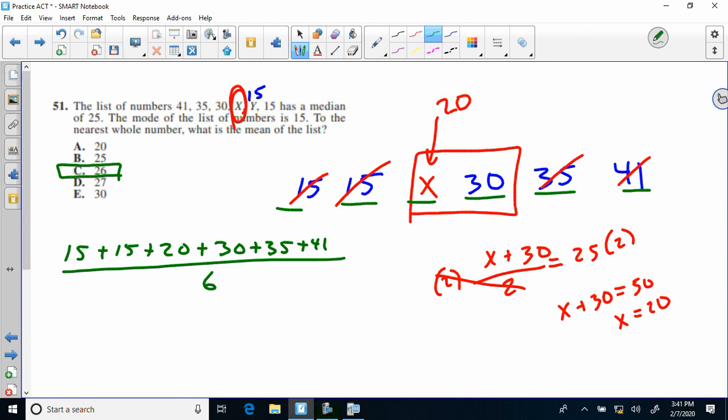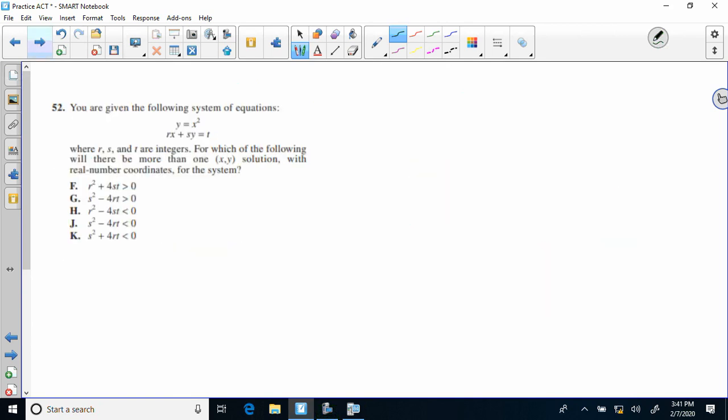Okay, number 52. It says, you are given the following system of equations where r, s, and t are integers. For which of the following will there be more than one xy solution with real number coordinates for the system? So ask for more than one solution.